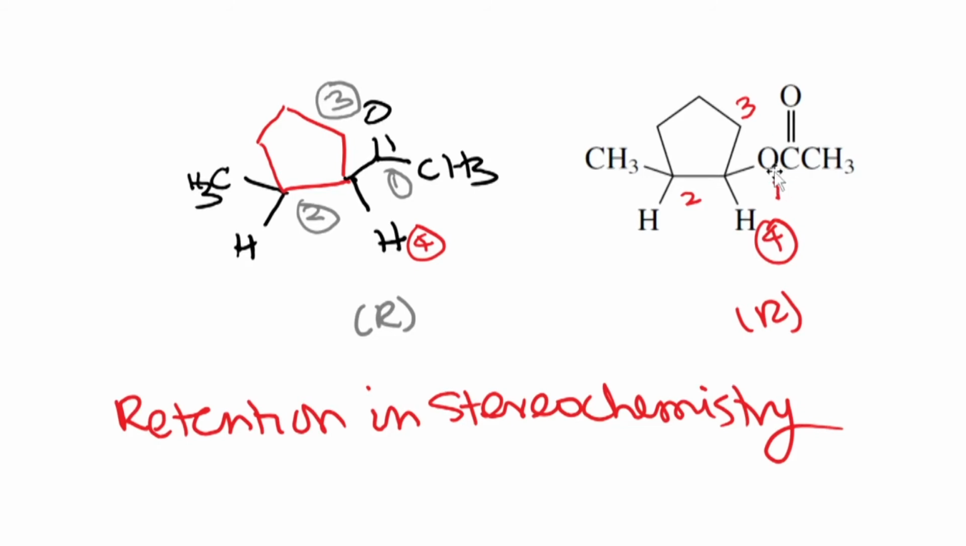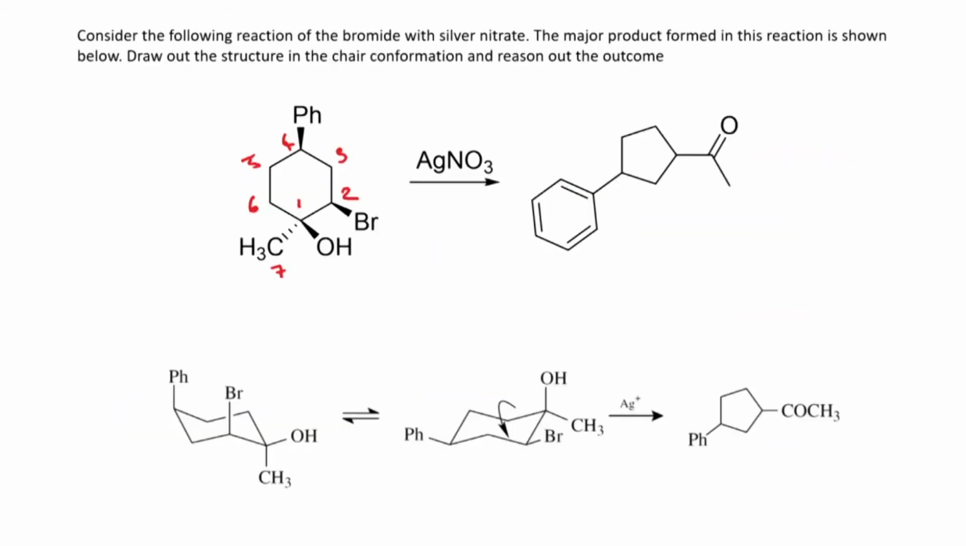This group used to be priority number 1 and continues to be priority number 1. The other two are the same. If I look again from the top, this is clockwise, so this would be R. So there is clearly retention in stereochemistry. What it means is that once there is 100% retention or 100% inversion in stereochemistry, one of the things that we will conclude is that there is no planar intermediate wherein there is scope for racemization. So let's move on to the next problem.